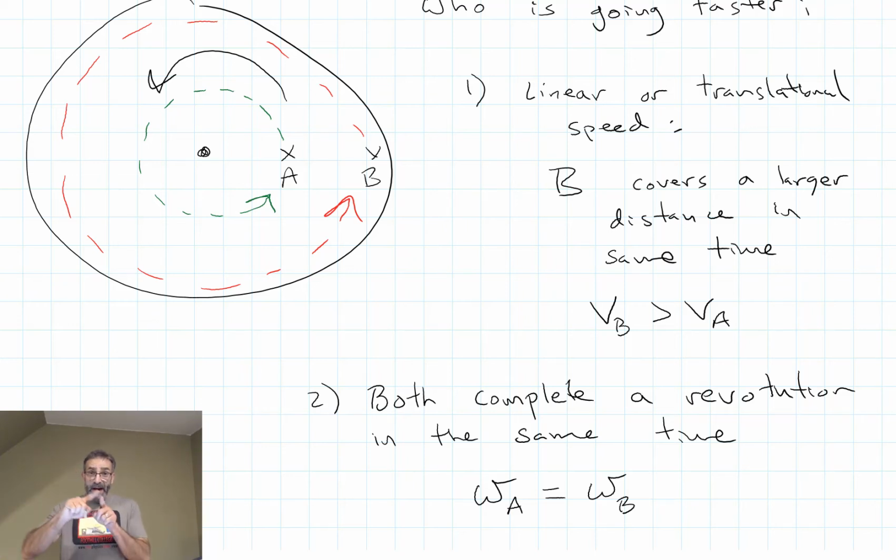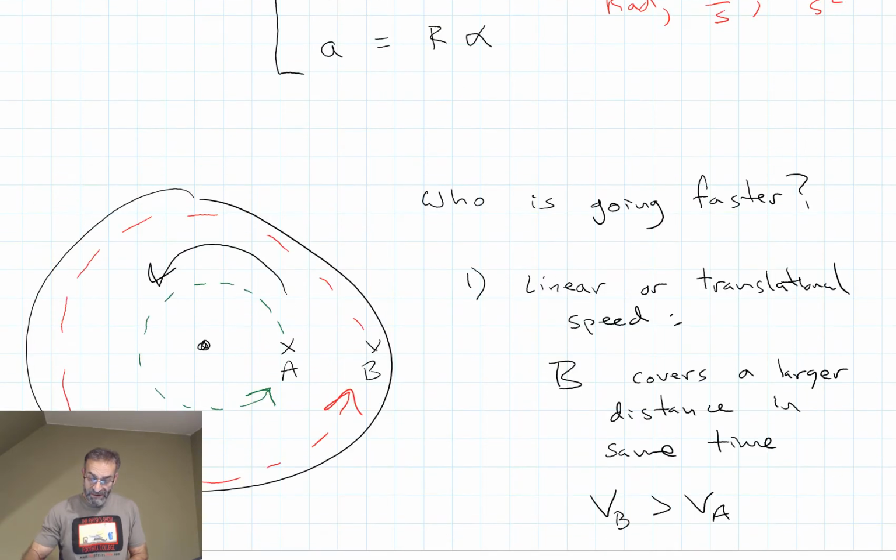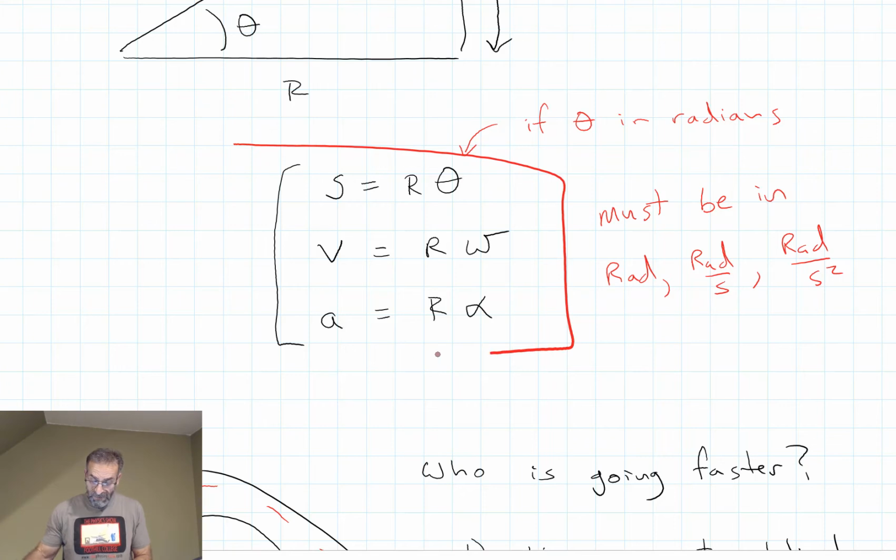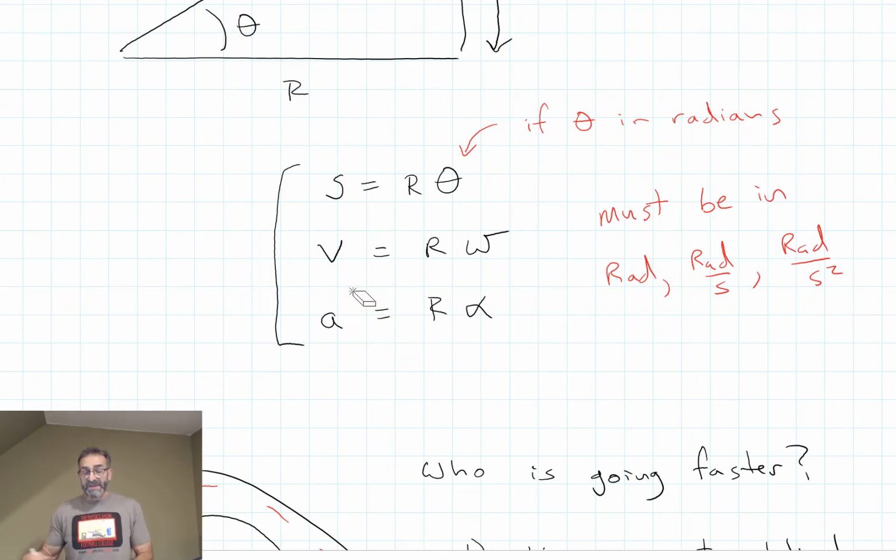But as you go out farther and farther away from the rotational axis, your linear speed has to increase because you're covering a bigger distance in the same amount of time. And what's the relationship? Well, we just talked about it right here. The relationship between the two speeds, v, is equal to r omega. We also have that same relationship for the distance covered and for the acceleration.